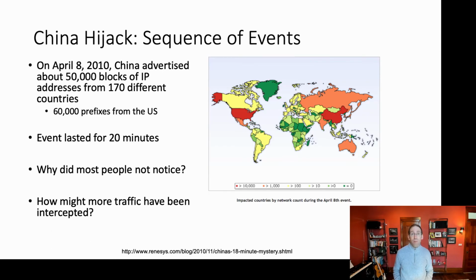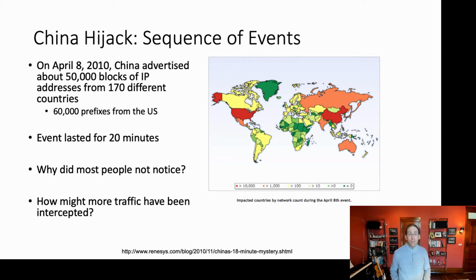Here's a particular example from 2010 where China advertised about 50,000 IP prefixes from 170 different countries. This lasted for 20 minutes. It turns out that despite the large scale of the event, many people didn't even notice this happening. And there are a number of reasons specific to the Internet routing protocol that can explain why this didn't result in a more widespread outage or interception.